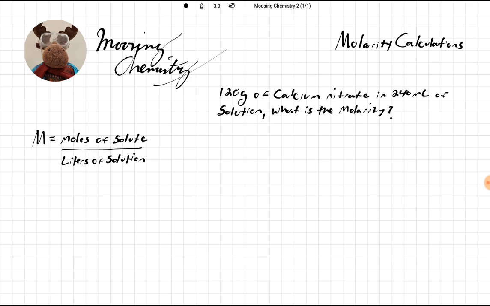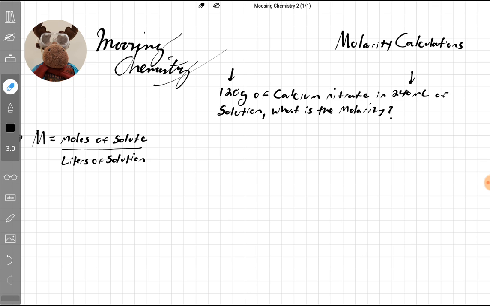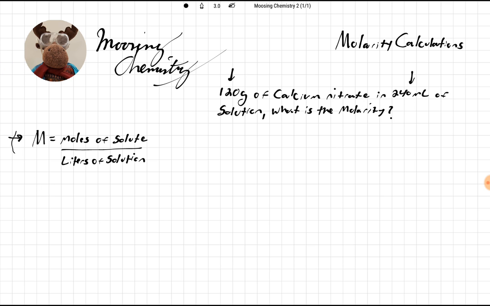This is the next kind of twist in our molarity calculations. Notice that this time we have this in grams and this one in milliliters. And we know that molarity is moles of solute over liters of solution. So now we need to figure out how we're going to solve this.